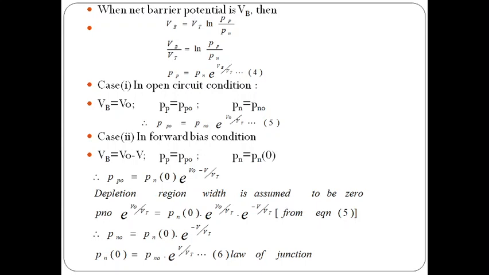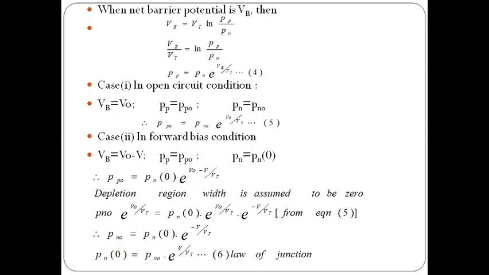So from that we can write Pp naught equals Pn of 0 into e power V naught minus V by Vt. When you are applying the forward bias, the depletion region width is assumed to be 0. Then we can write Pn naught into e power V naught by Vt equals Pn of 0 into e power V naught by Vt into e power minus V by Vt. So from the above equation we have written like this.